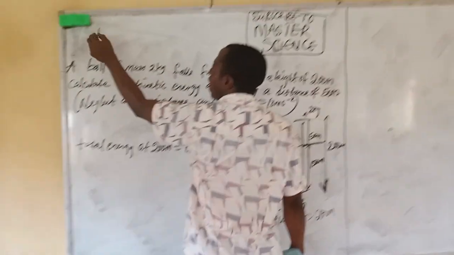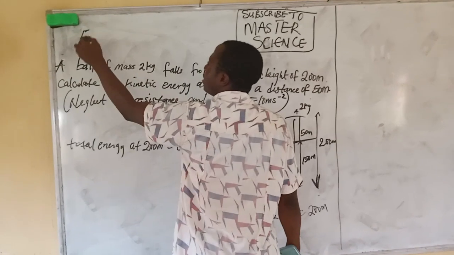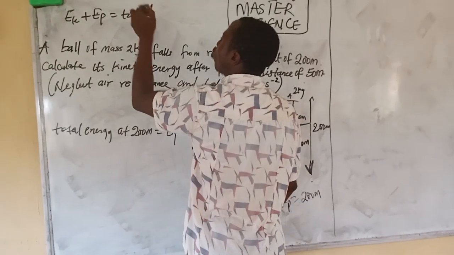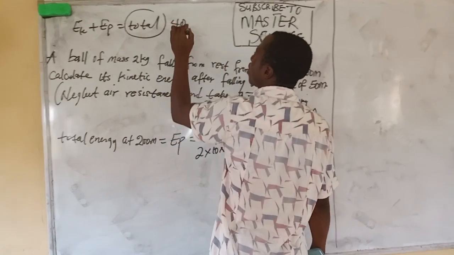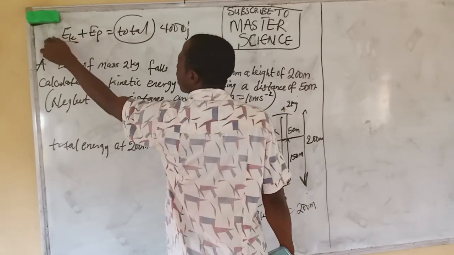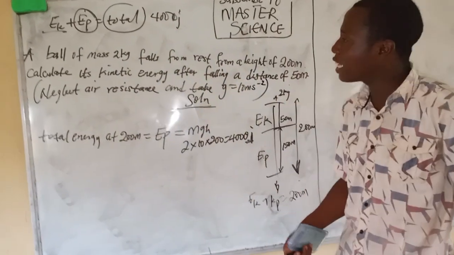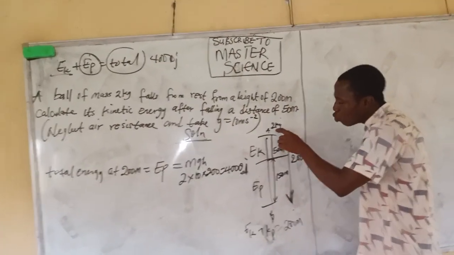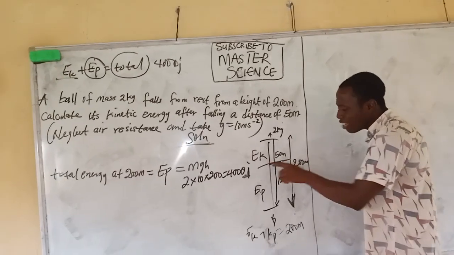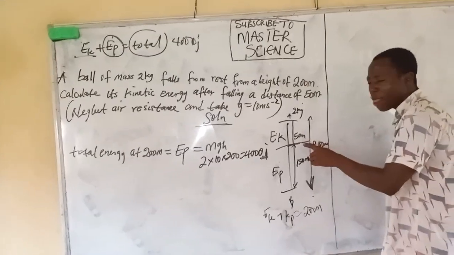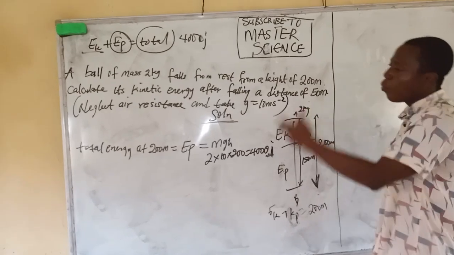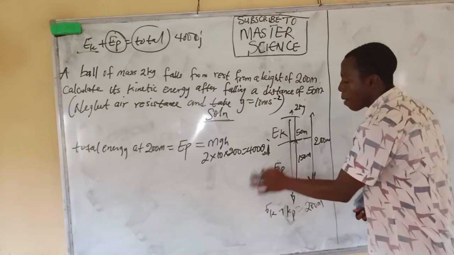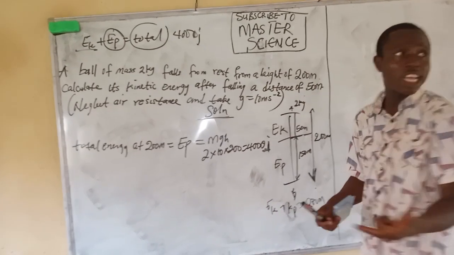Remember that total energy is the same as kinetic energy plus potential energy. We have known our total energy to be 4,000 joules. If we are looking for kinetic energy, let's find the potential energy first. The body falls from rest a distance of 50 meters, so from here to here is 50 meters. We cannot find kinetic energy with the formula half mv squared because there is no v here. So let's look for the potential energy.